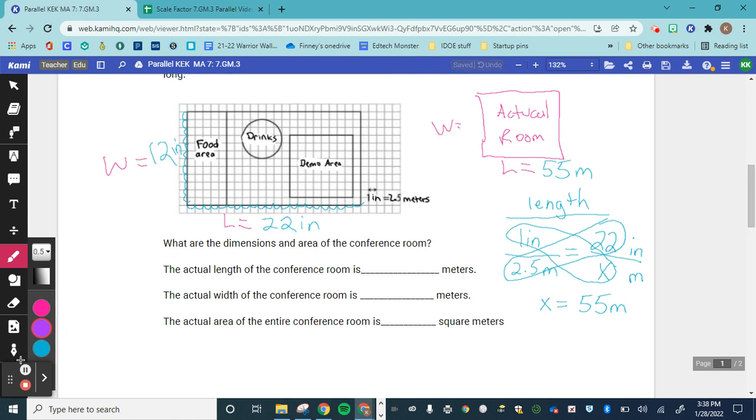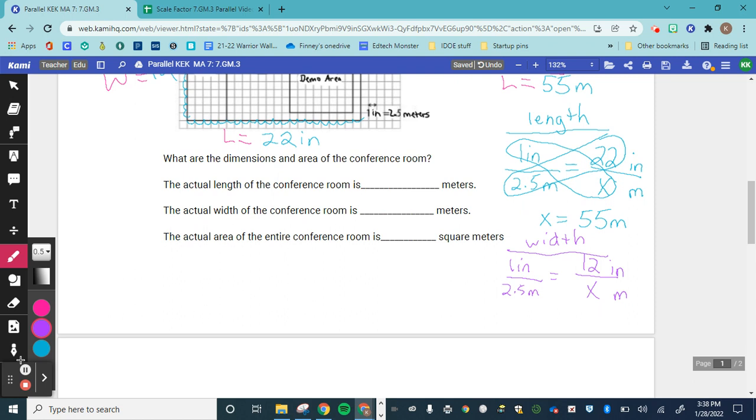Now I need to find a separate proportion. I need to write a separate proportion to find the width. My scale factor hasn't changed. My scale factor is still 1 inch to 2.5 meters. I can still use my labels, but now I'm finding the width, and the width number is 12 inches. I know to match up my units, so 12 inches, and I'm looking for how many meters the actual room is.